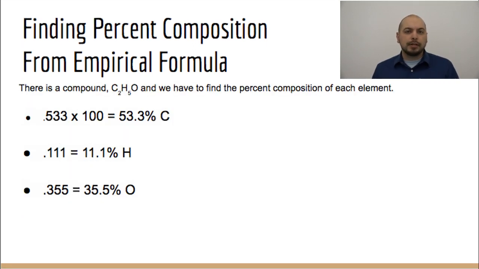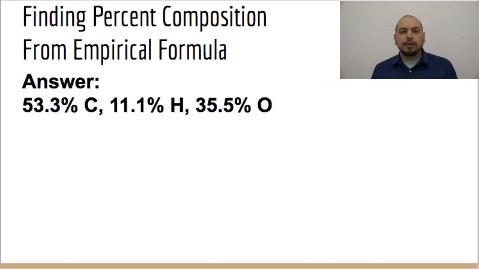This means that we would have percentages, if we multiply each of those proportions by 100, of 53.3% carbon, 11.1% hydrogen, and 35.5% oxygen. So now you guys can work both forward from percent composition to find empirical formula, but you can also work backwards from empirical formula to find the percent composition.